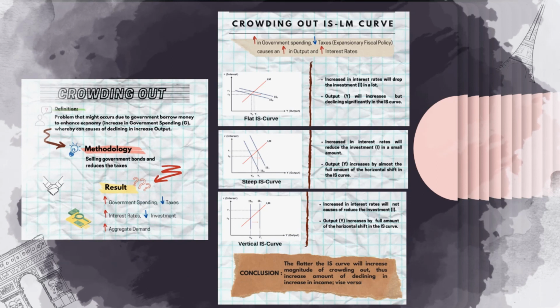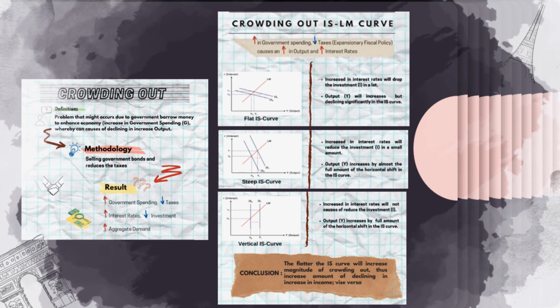Thus, monetary policy cannot be applied to stimulate output. Now, we will proceed to the last subtopic in this chapter, which is crowding out. The definition of crowding out is the problem that might occur when the government borrows money to boost the economy, through increased government spending, which can cause a decline in the increase in output. The mechanism of crowding out is where the government sells bonds and reduces taxes, resulting in increased government spending, which also increases the interest rate, thereby decreasing investment.